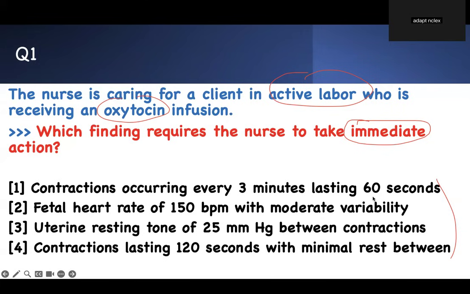Therefore, just by elimination, number 4 is wrong. A contraction that lasts more than 90 seconds is not good. And there is no rest in between. That means the 2 minutes that you have to rest before you contract is not there. Therefore, the right answer, number 4.